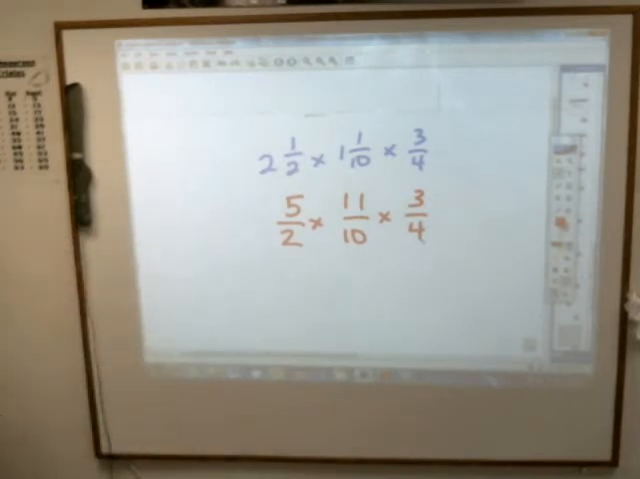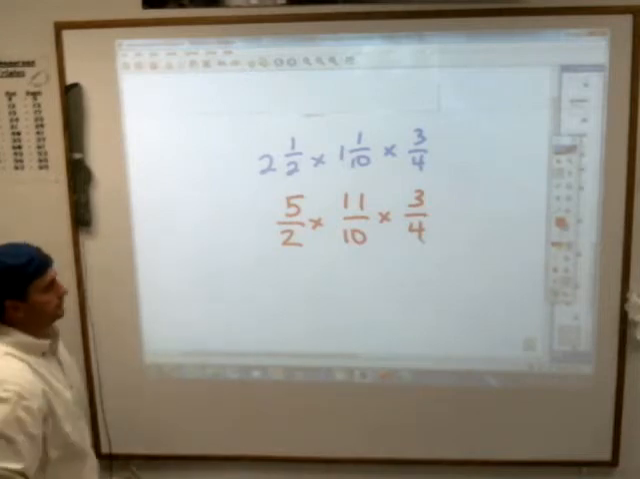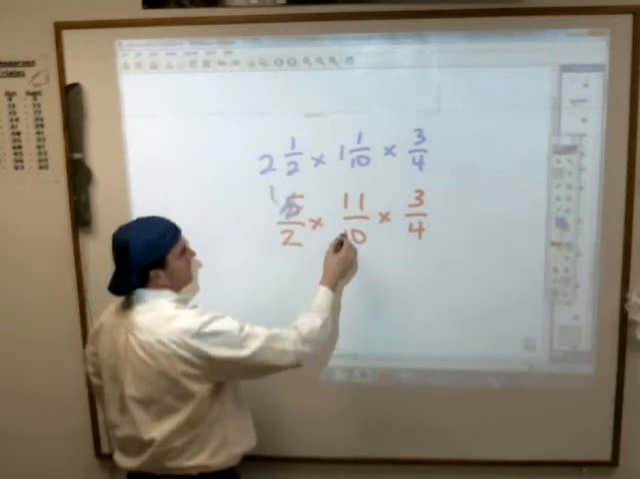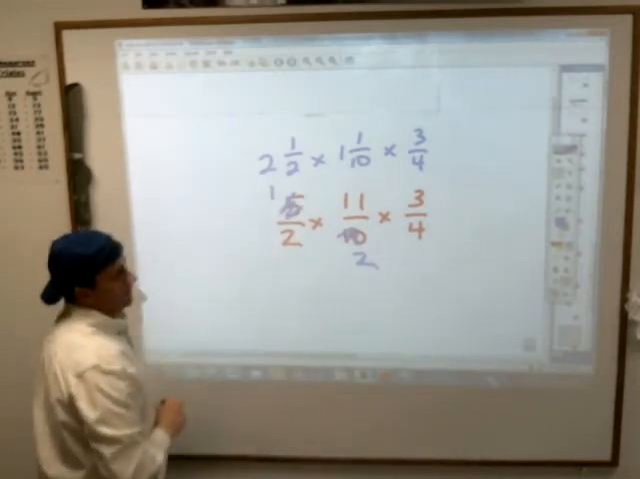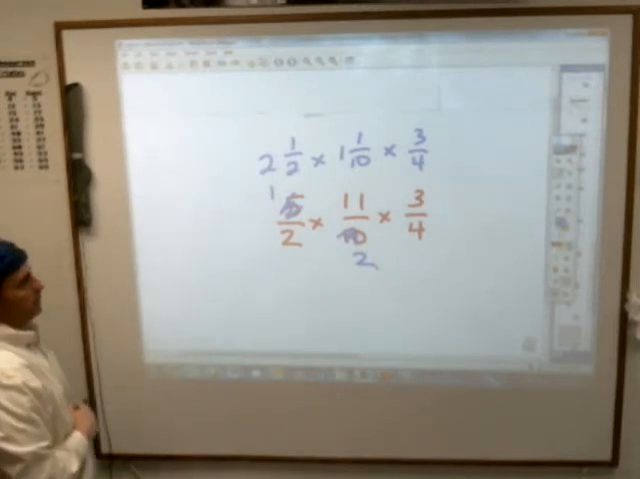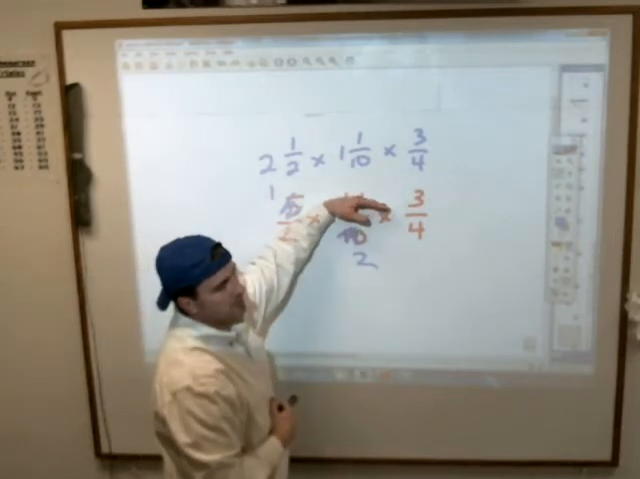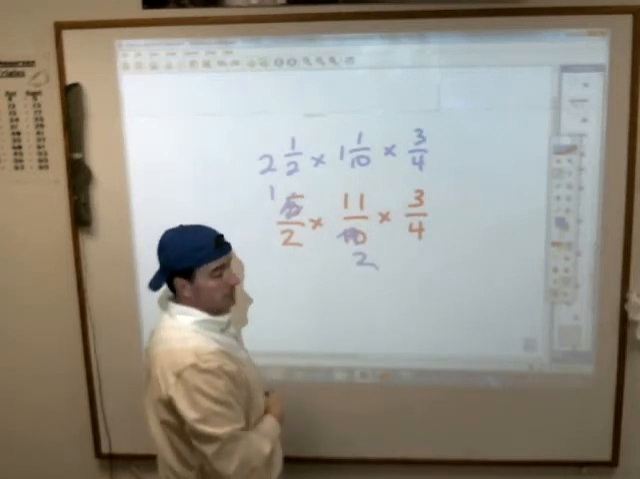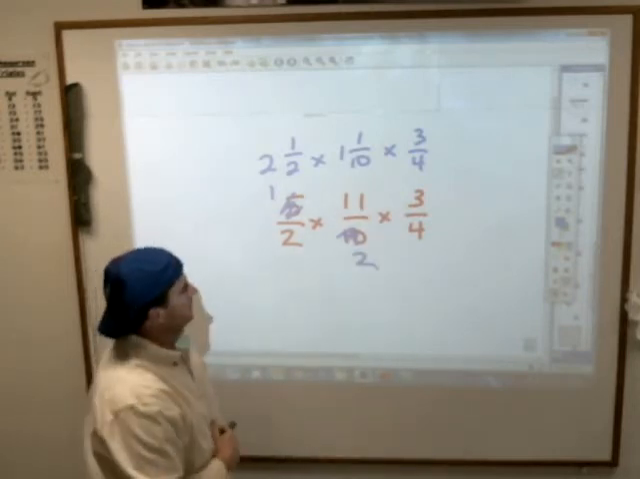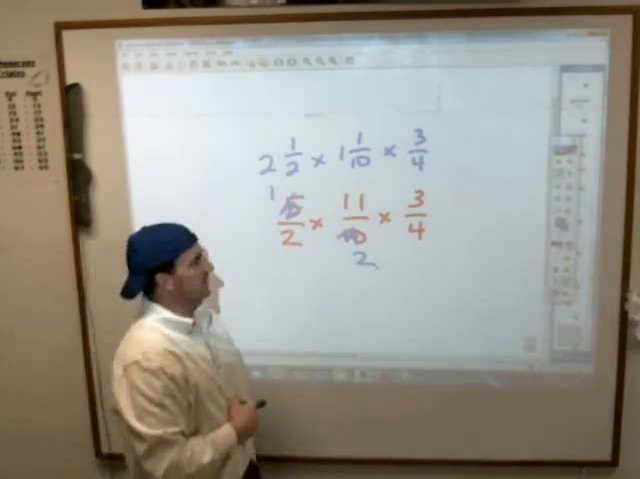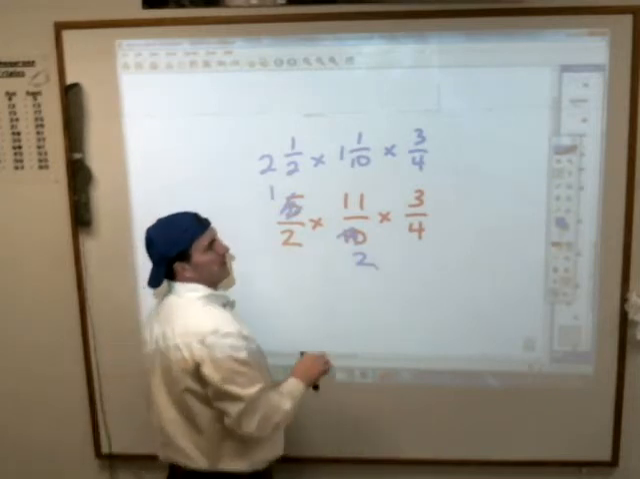Now, does anybody see anything that cross cancels there? Gabe? The 5 and the 10 will, yes they will. 5 goes into 5 once, 5 goes into 10 twice. Anybody see anything else? Sam? 2 and 4. Nope. Remember, it's got to be a bottom with the top. There's got to be something on top and something on the bottom. Alex? 4 and 11. Well, what goes into both 4 and 11? Nothing goes into either of those. This is as much as you can cross cancel.